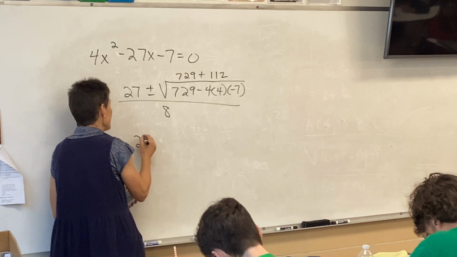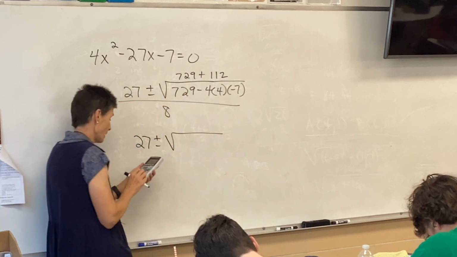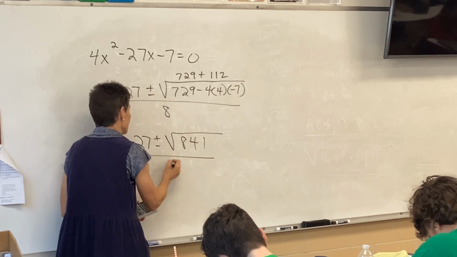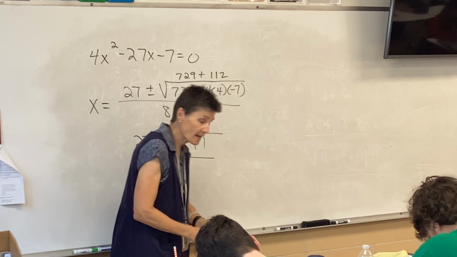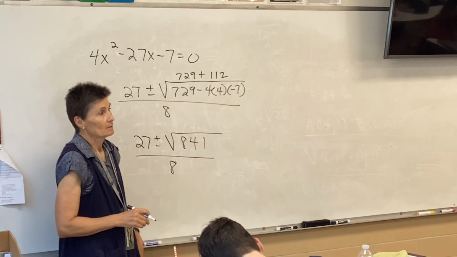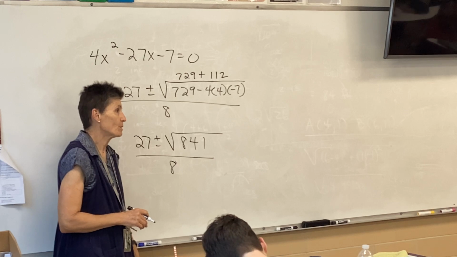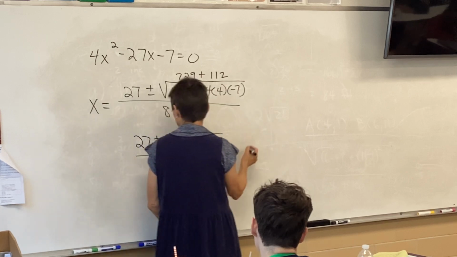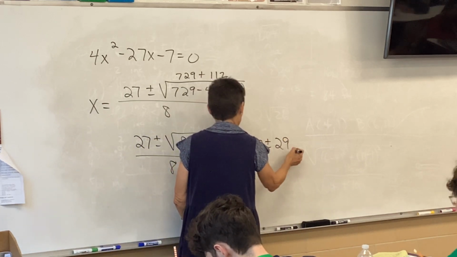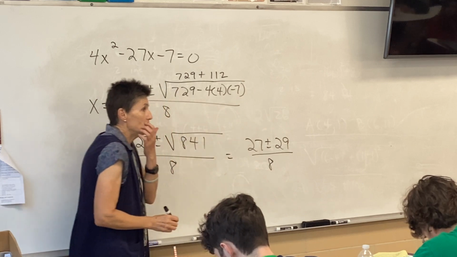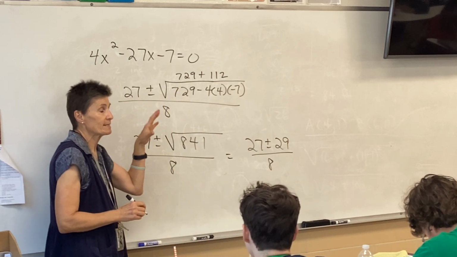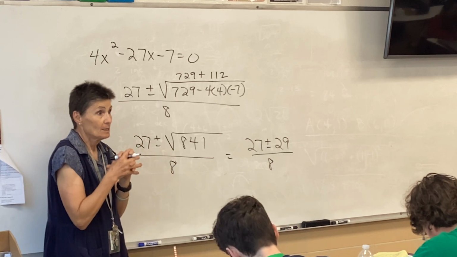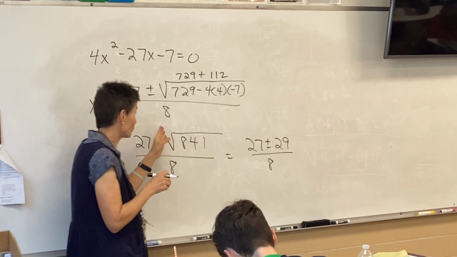So now I have 27 plus or minus the square root of, what is it? 841. And Jose said the square root of 841 is actually 29. Now, this is a big number. I'm going to try to stay away from these great big numbers. But the fact is, you have a calculator, right? So you can try the square root of 841.